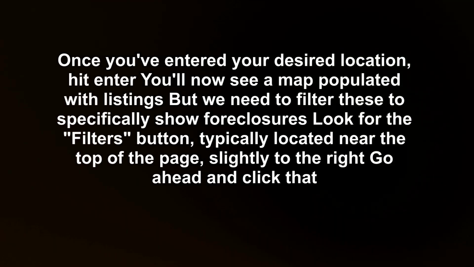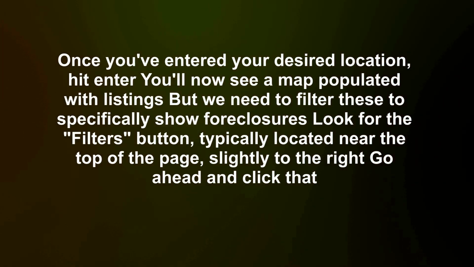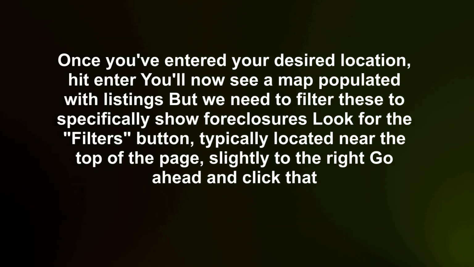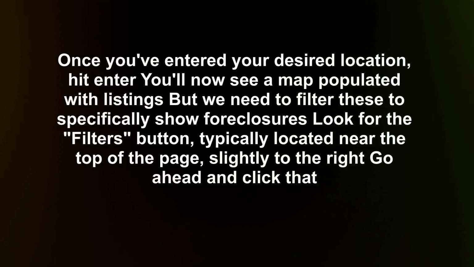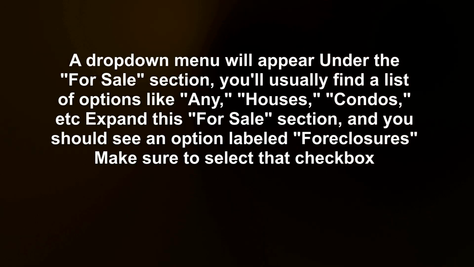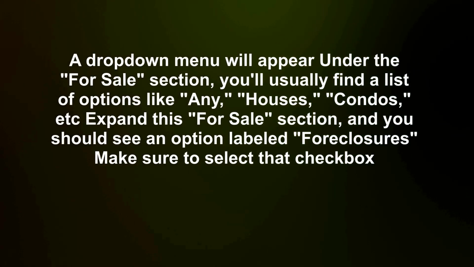You'll now see a map populated with listings, but we need to filter these to specifically show foreclosures. Look for the filters button, typically located near the top of the page, slightly to the right. Go ahead and click that. A drop-down menu will appear under the for sale section. You'll usually find a list of options like any houses, condos, etc.